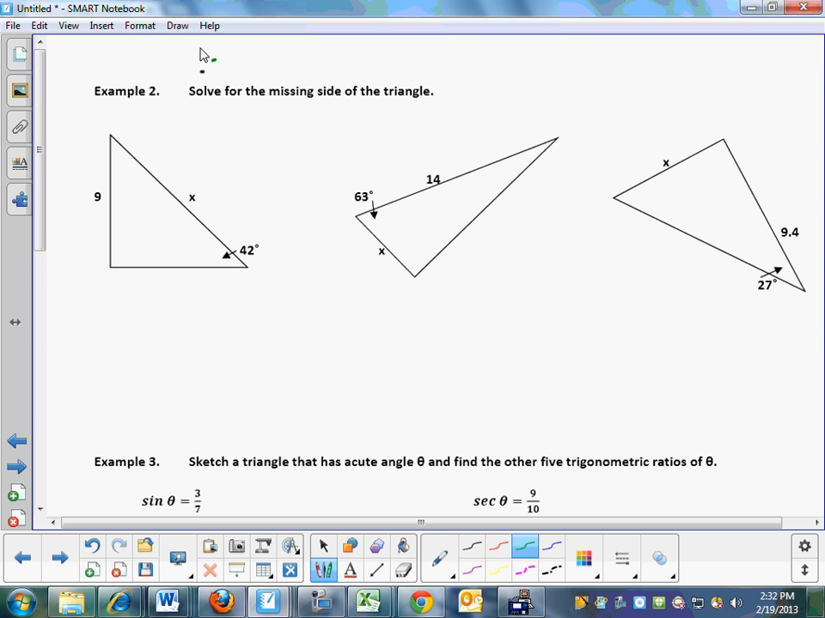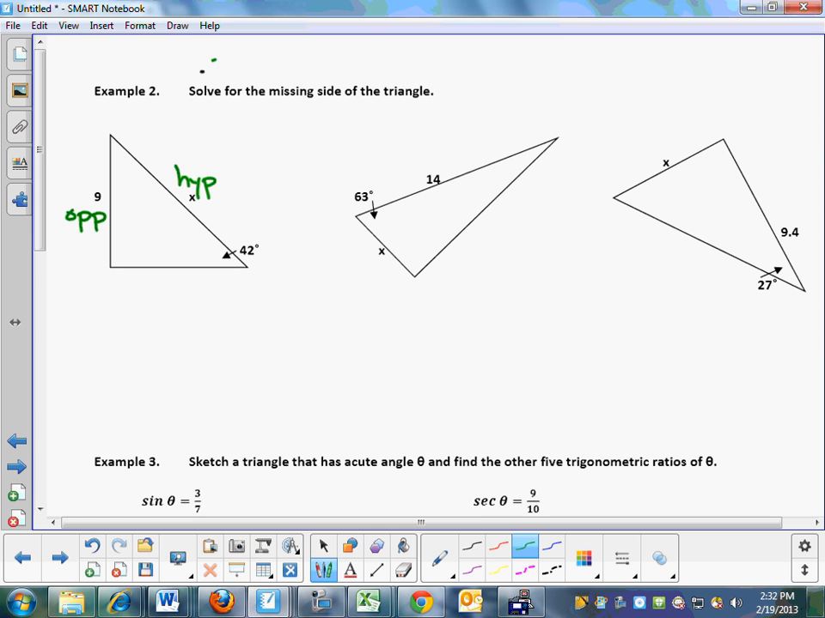Okay, now we got to figure this out. 9. Is 9 the opposite, the adjacent, or the hypotenuse? It's the opposite. Is x the opposite, the adjacent, or the hypotenuse? Hypotenuse. So what you do is you look at the angle that you're given, and you look at the two sides, one that you're given, the other one you're trying to find, and you choose which trigonometric ratio you can use in order to solve for the missing side.